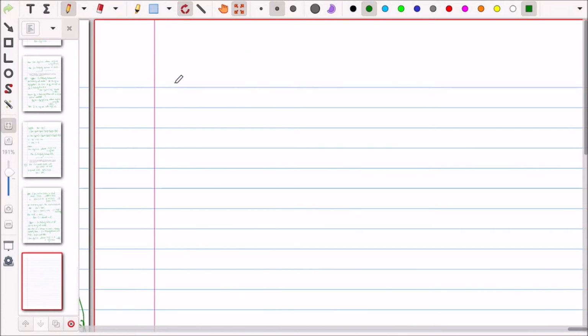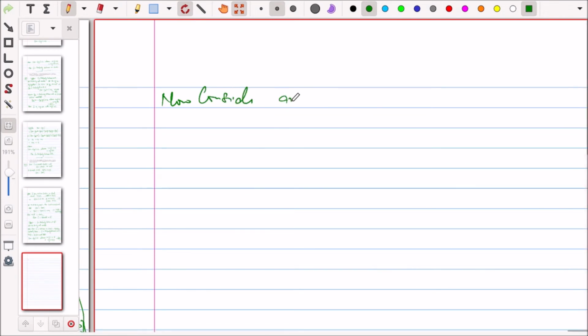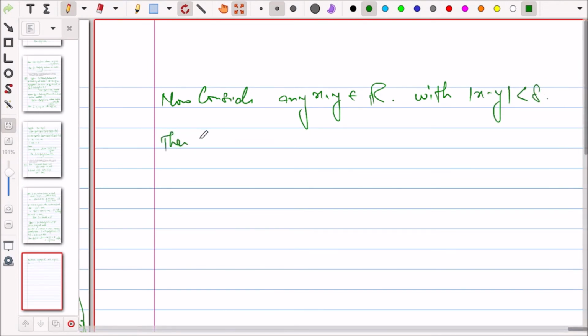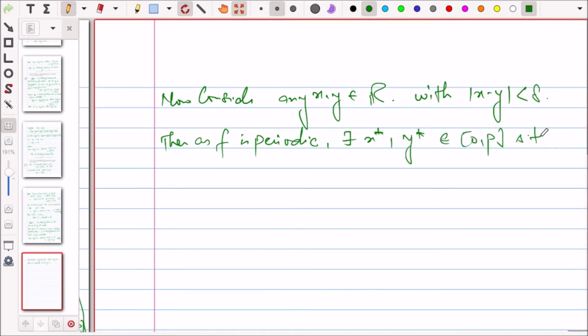So f being a periodic function, now consider any x, y belonging to R. We have picked any arbitrary points x, y belonging to R with |x minus y| less than delta. Then as f is periodic, there exists x*, y* belonging to [0, p] such that f(x) is equal to f(x*), f(y) is equal to f(y*), and |x* minus y*| is also less than delta.